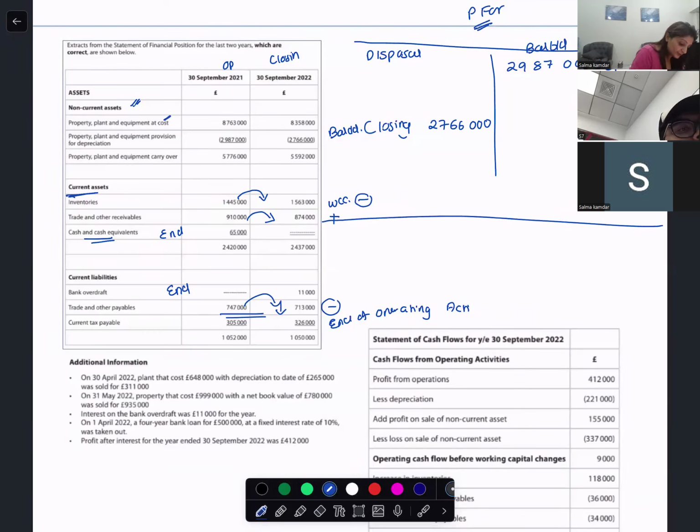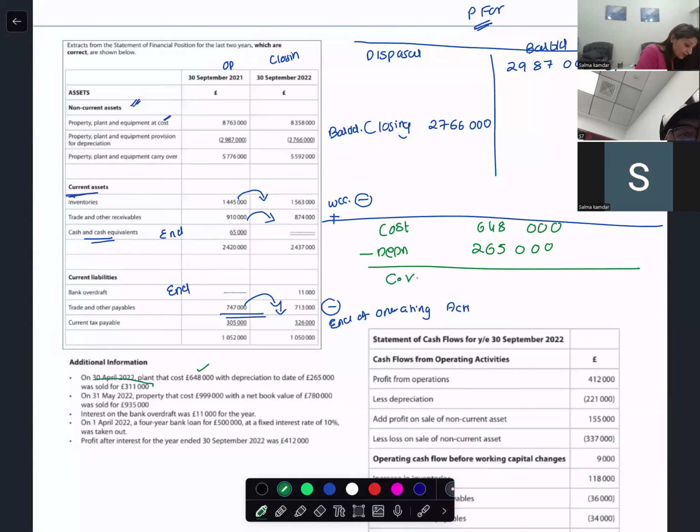Come on, what is the information related to depreciation? The plant cost how much? 648,000. Depreciation? 265,000. Sold for? 311,000. So this sold-for amount will go in which activity? The investing inflow or outflow? Inflow. Okay. What is the carrying value of the plant? 648 minus 265, that is 383,000.